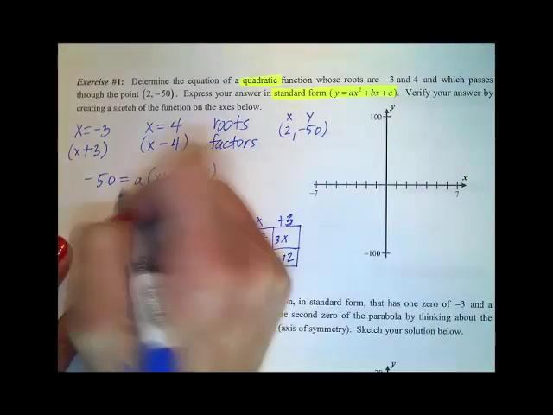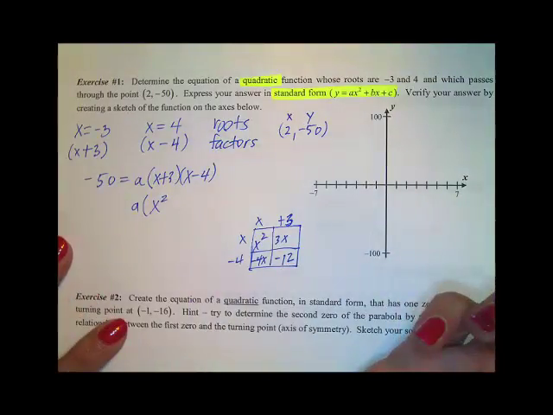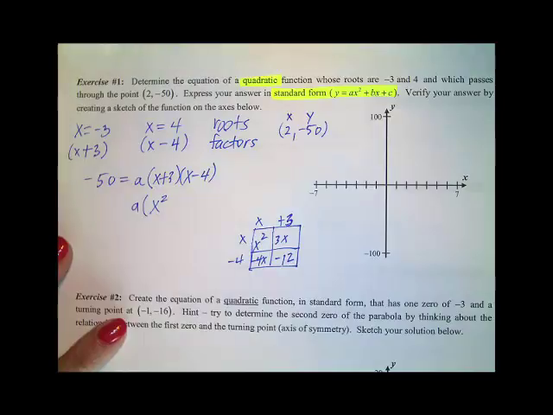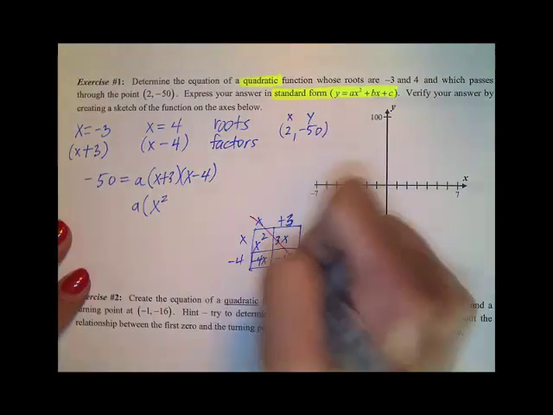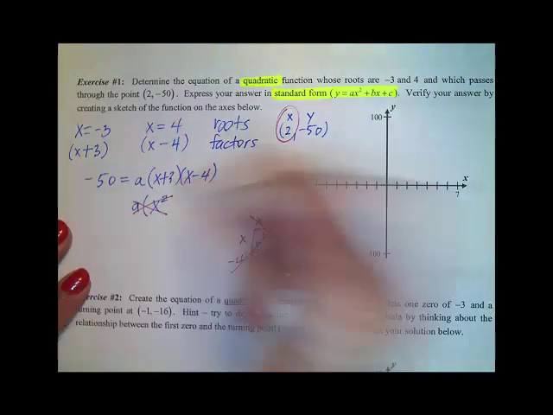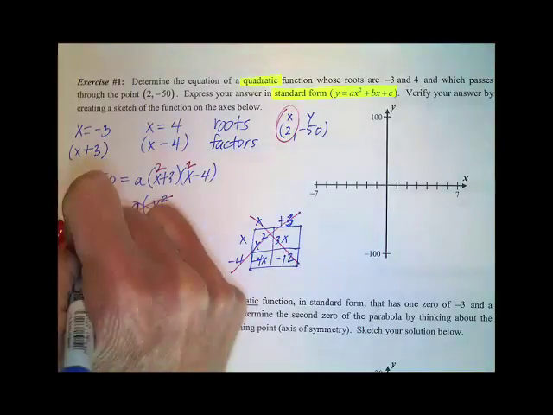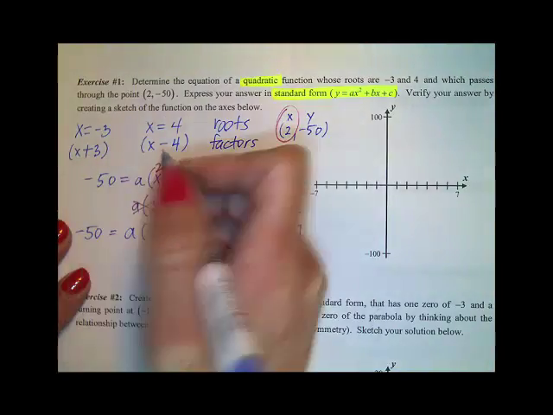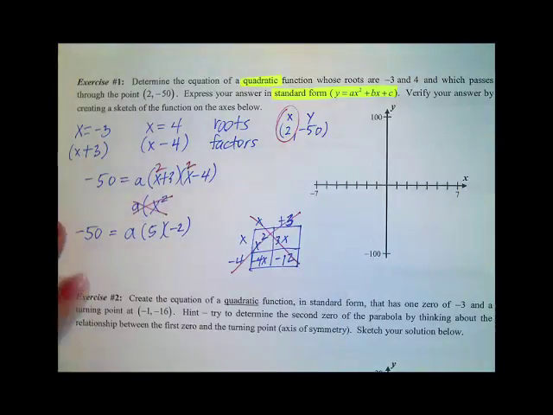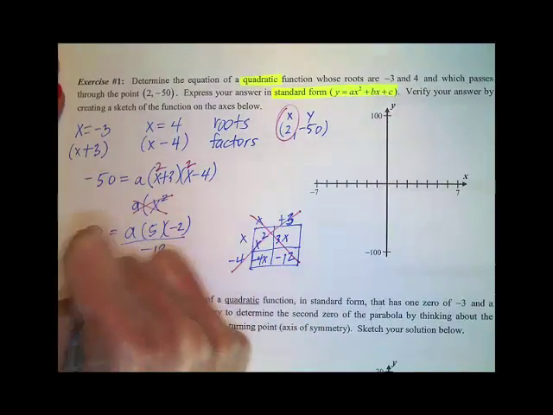So I have a times x squared. Oops, I'm such a goof. Reverse all that and ignore me. If I know y is negative 50, I also know x is 2. So I now have negative 50 equals a times 5 times negative 2. Sometimes I lose it, sorry. So that is a negative 10, so I'm going to divide by negative 10. So 5 is my a value.